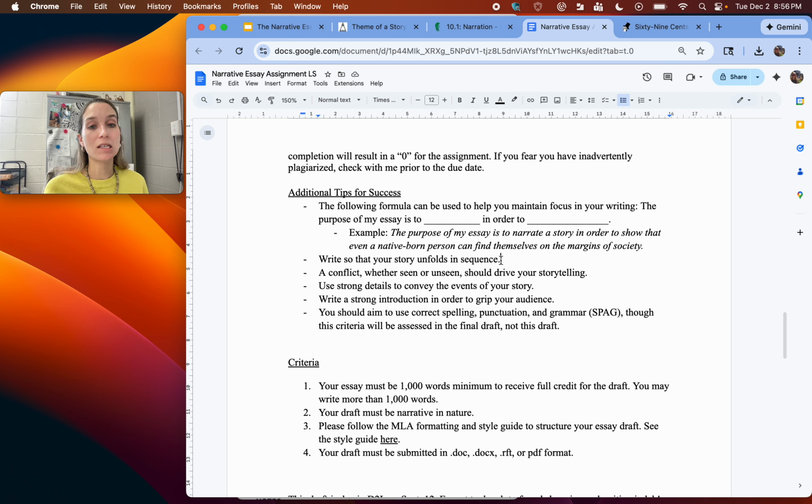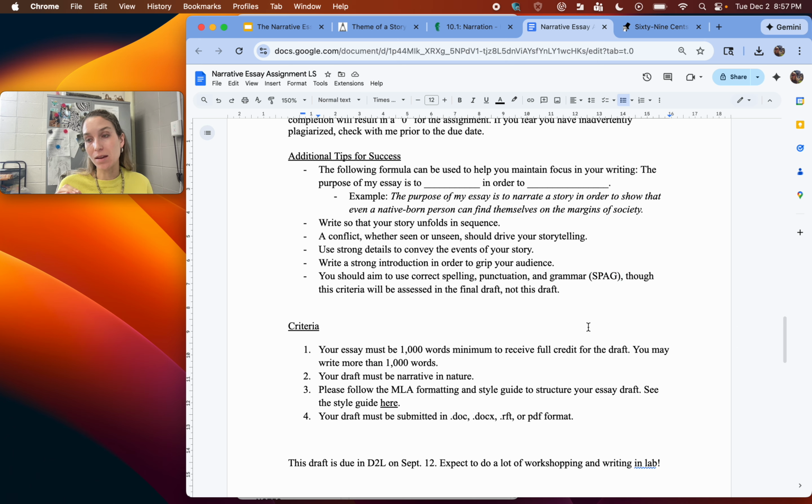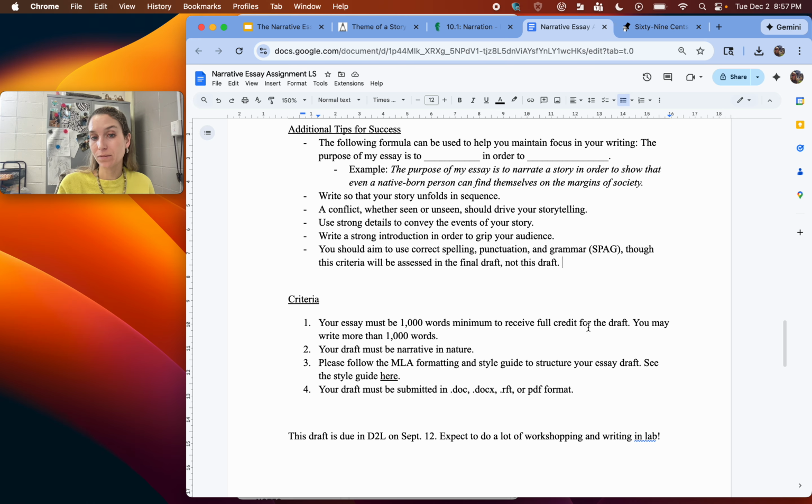Now, you should write so that your story unfolds in sequence. Remember, beginning, middle, and end. Your story should be driven by a conflict, like we talked about in class, whether it's tangible outward conflict or more of an internal struggle. The use of details and a really strong introduction to grip your audience, those things are also encouraged. And as always, you should aim to use correct spelling, punctuation, and grammar, though really that criteria will be assessed in the final draft, not this draft.